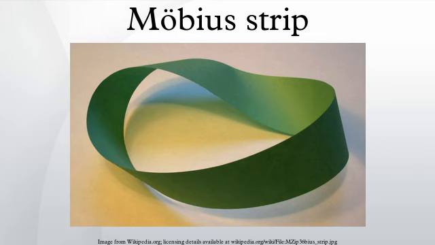Alternatively, if a strip with an even number of half-twists is cut in half along its length, it will result in two linked strips, each with the same number of twists as the original. Geometry and topology. One way to represent the Möbius strip as a subset of R3 is using the parametrization.